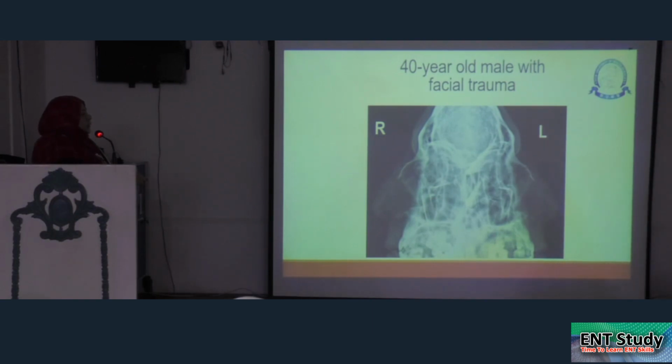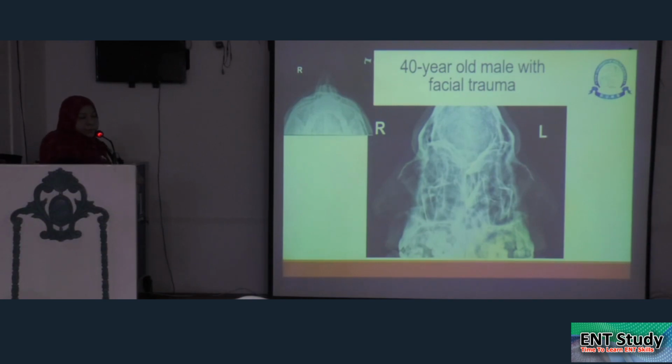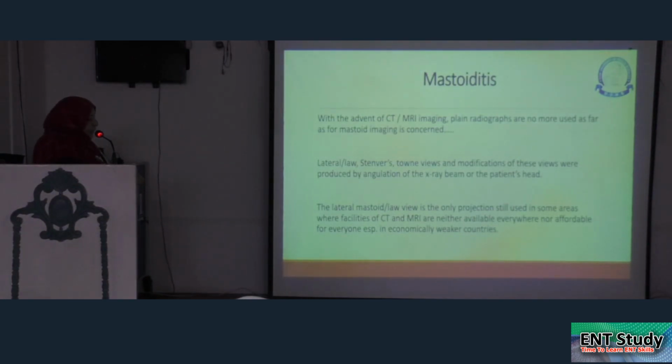This is the X-ray of a 40-year-old male with facial trauma. It shows a fracture of the nasal bone bilaterally. But on the axial view, there is a displacement of the fracture on the left side of the nasal bone. So it is an important point that helps in the management of the patient.